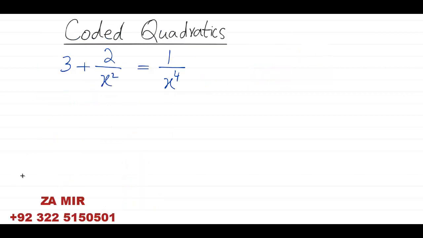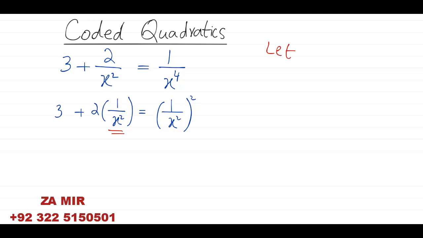And this is another example here. So if we write it like this, this looks as if it is a quadratic. Now concentrate on this term, and suppose we let 1 over x square be equal to y. So this equation will become 3 plus 2y is equal to y square. Now it looks like a standard quadratic equation.